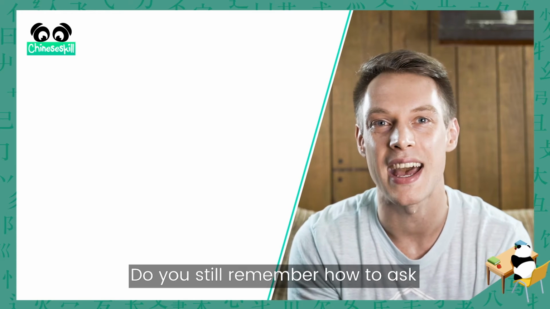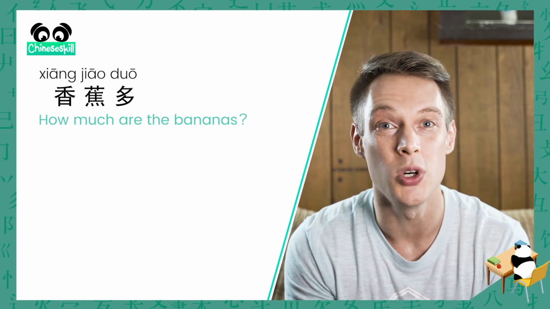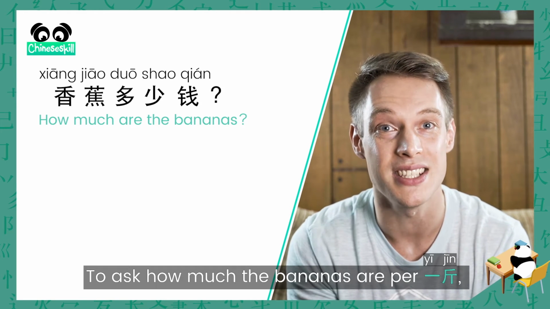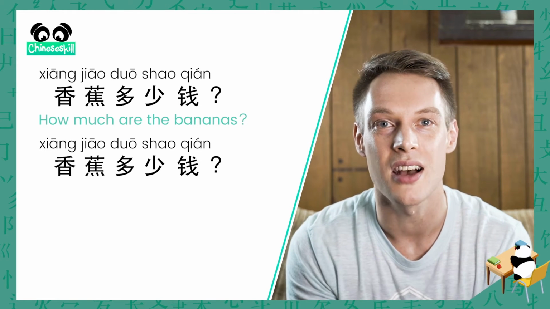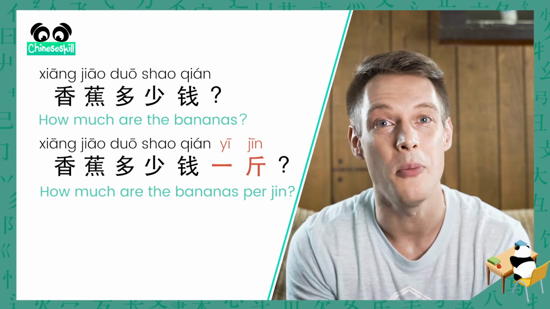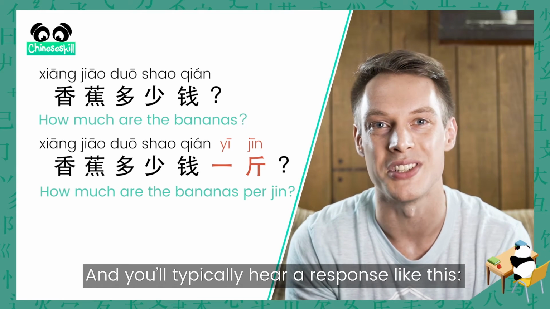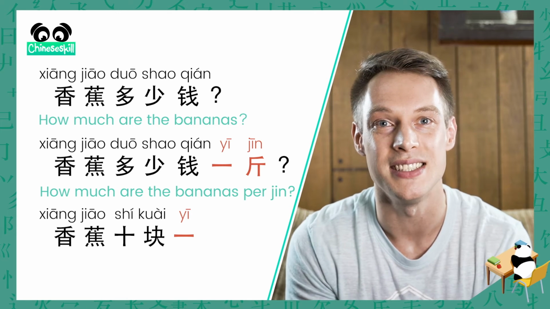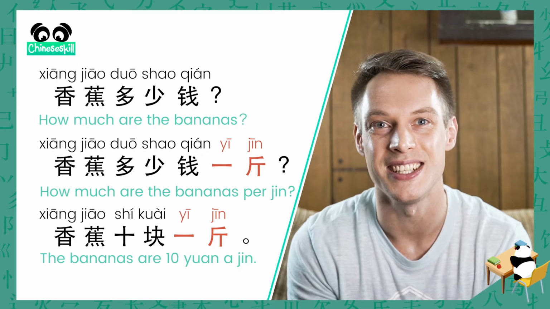Do you still remember how to ask, how much are the bananas? 香蕉多少钱? To ask how much the bananas are per 一斤, you just add 一斤 to the end of the question. 香蕉多少钱? 一斤. How much are the bananas per 斤? And you'll typically hear a response like this. 香蕉10块一斤. The bananas are 10 yuan a 斤.